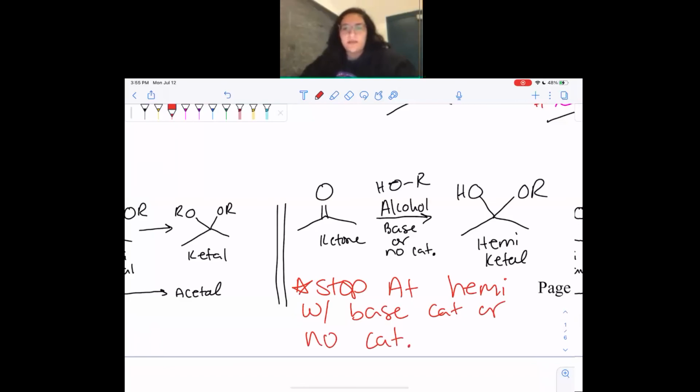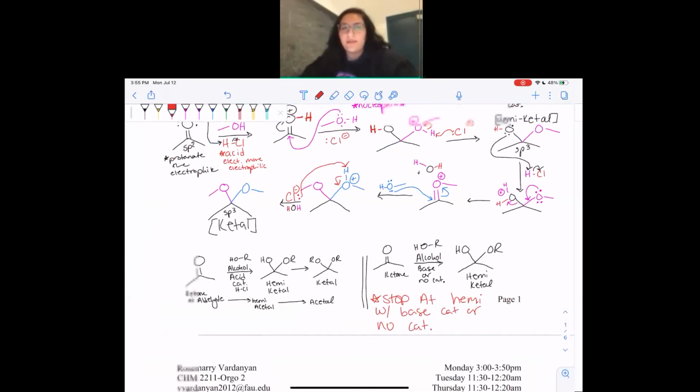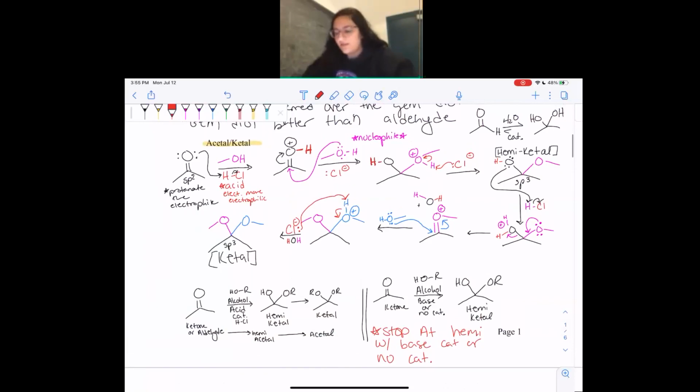We'll talk about that a little bit more next time, but I just wanted to mention it to you so you're not super confused next time when we talk about it. So aldehyde or ketone plus alcohol is an acetal-ketol reaction. If there's an acid catalyst, you go on to make our final product, which is the ketol and the acetal. If you have a ketone or an aldehyde in base or no catalyst at all, you're going to get stuck with the hemiketal.